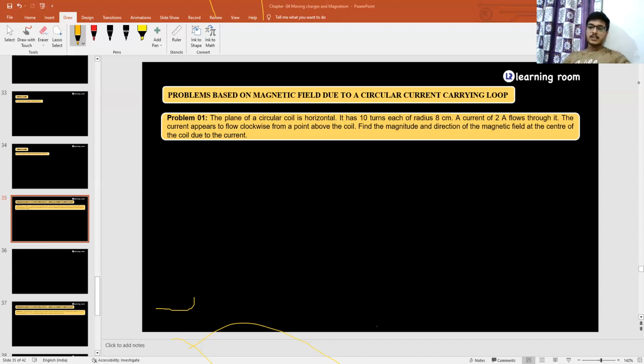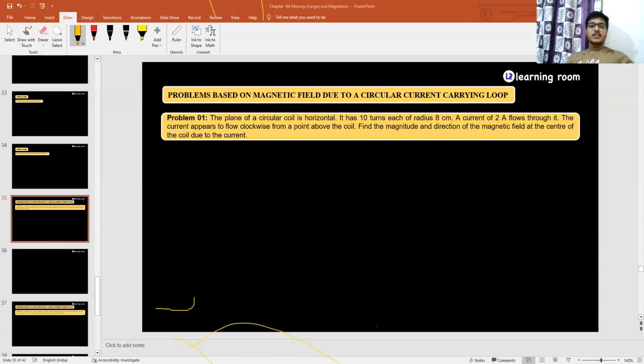We have our first question here on the screen that says a plane of a circular coil is horizontal. It has 10 rounds, each of radius 8 centimeter. Now a current of 2 ampere flows through it. The current appears to be flowing clockwise from a point above the coil. You have to find the magnitude and direction of the magnetic field at the center of the coil due to the current.